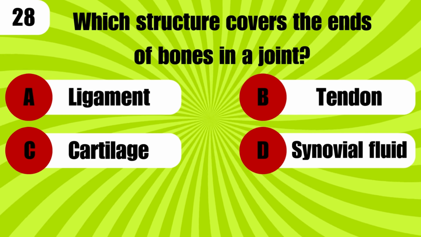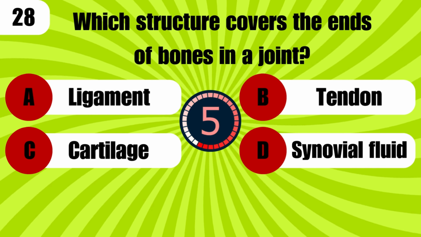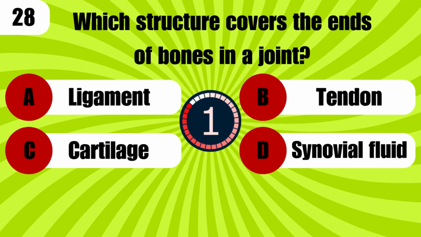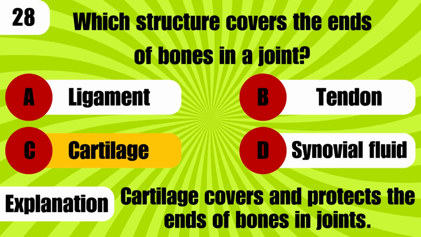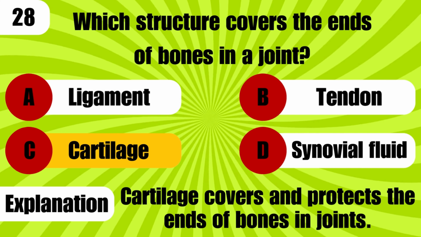Which structures cover the ends of bone in a joint? Option A ligament, tendon, cartilage, synovial fluid. The right answer is cartilage. Cartilage covers and protects the ends of bones in joints.